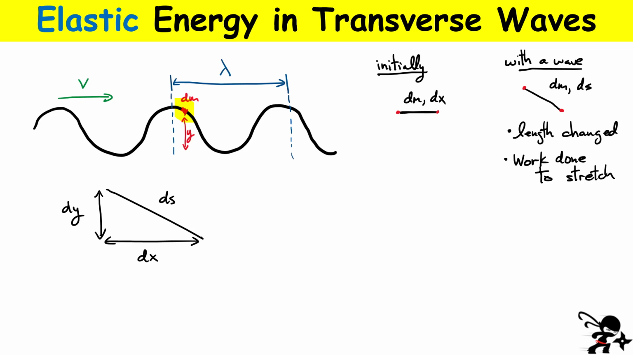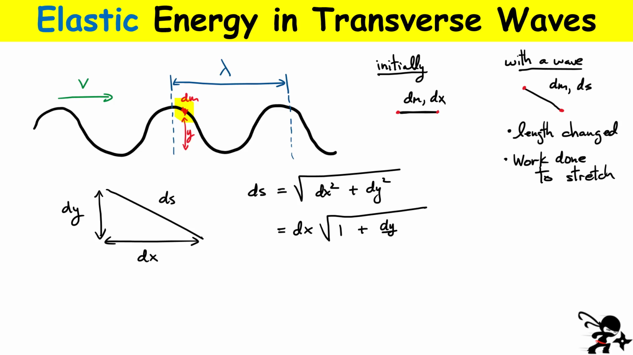Well, what you can do now is just use Pythagorean. You can write ds in terms of those other lengths, dx squared plus dy squared. And what I'm interested in now is to factor out a dx from this square root term. If I do that, I'm still going to have a square root. Here I'm going to have 1 plus, having factored out a dx.